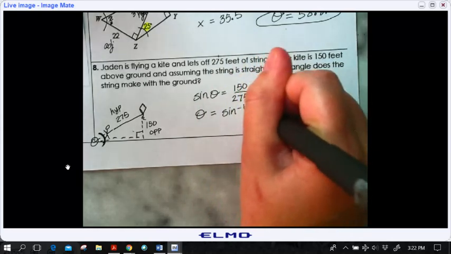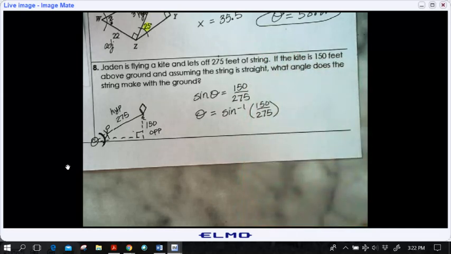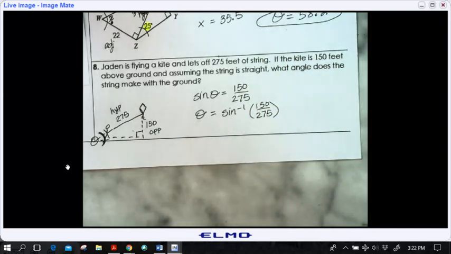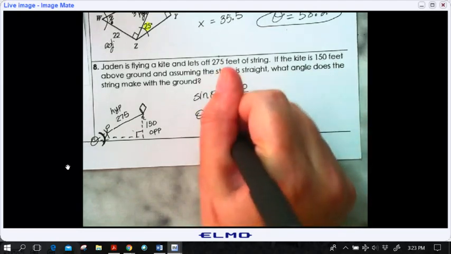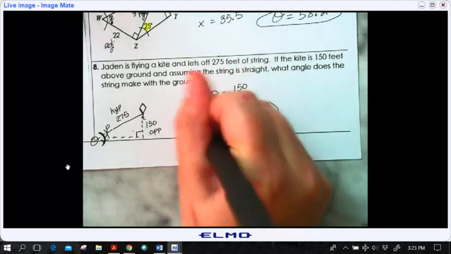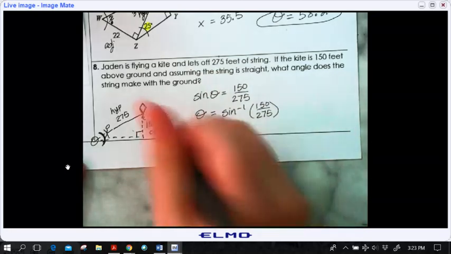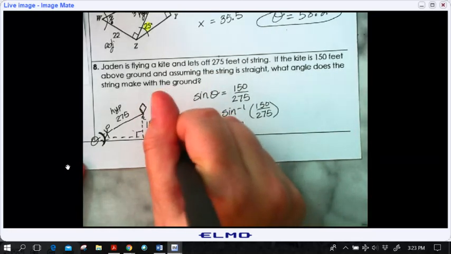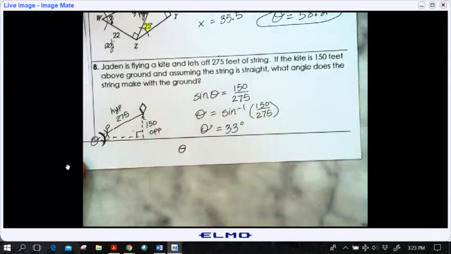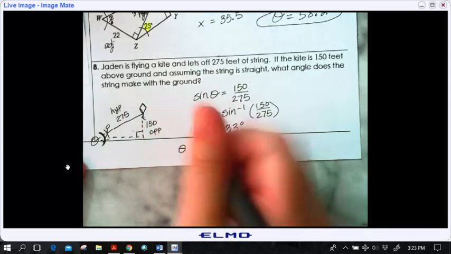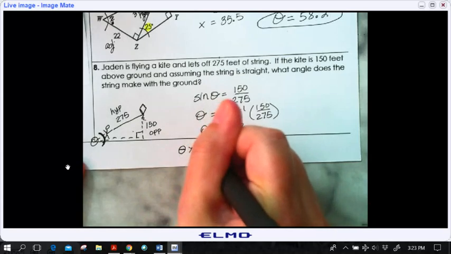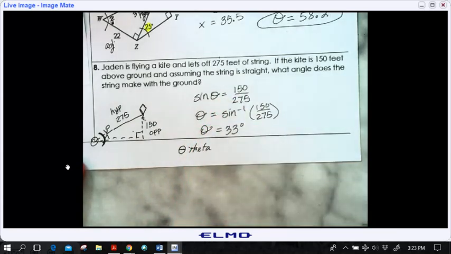And you can type this directly into your Desmos calculator. And what we're going to get is 33 degrees. I do my thetas kind of messy. A lot of people do it like that to make it all neat. Okay. Again, this is just our theta sign. We use this as a symbol when we have an angle measure that we don't know.